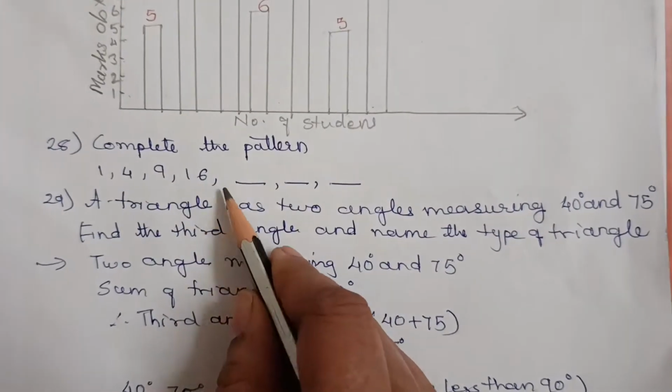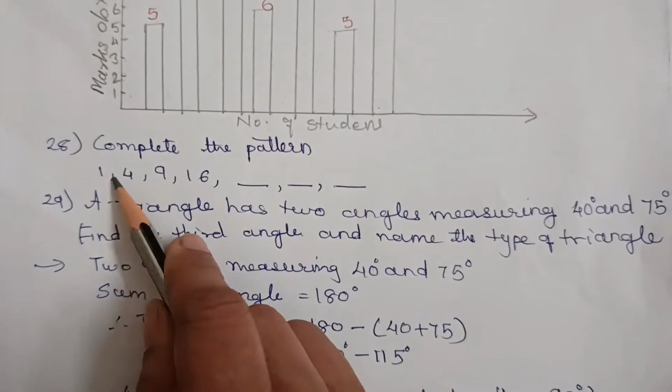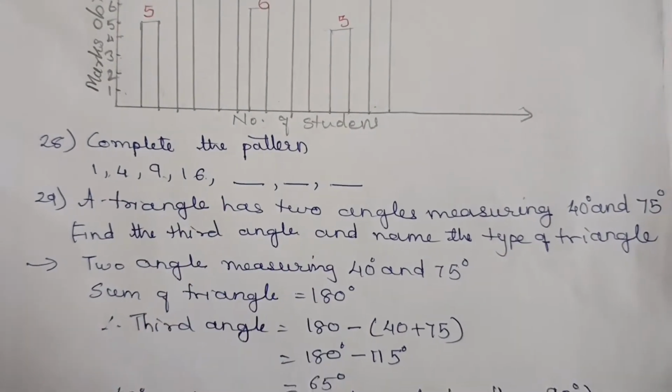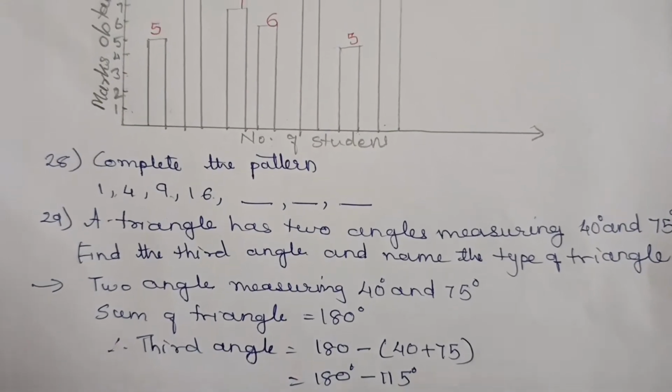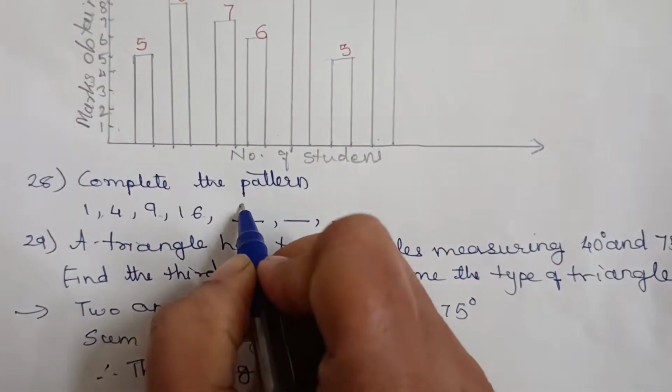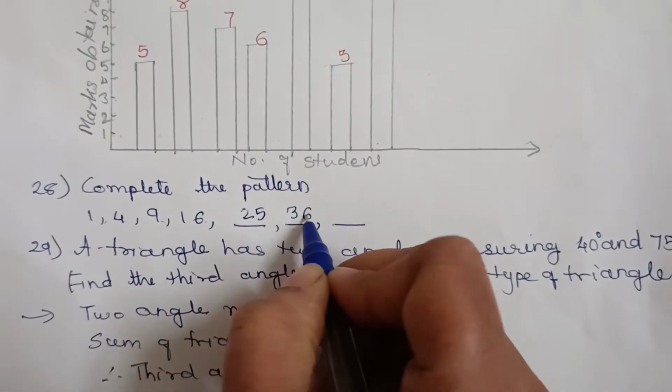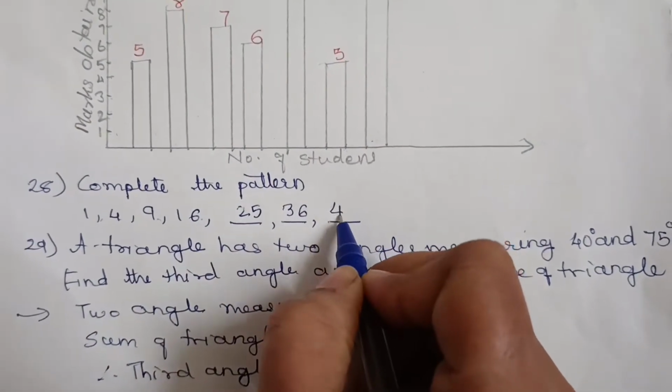Then here the pattern is given as 1 square is 1, 2 square is 4, 3 square is 9, 4 square is 16. Next will be 5 square, 5 fives are 25. 6 square is 36. 7 sevens are 49.